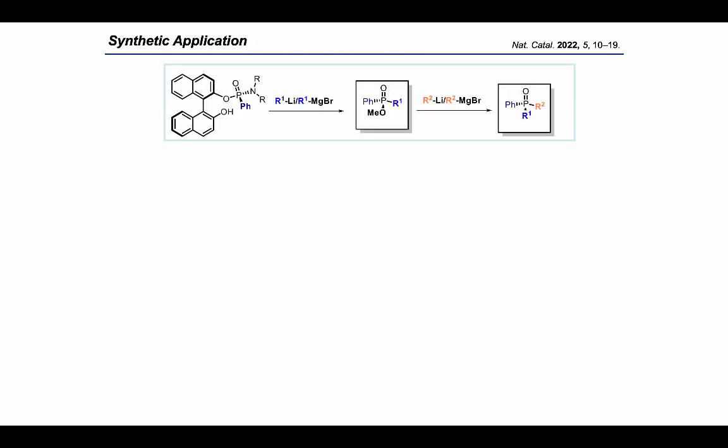In the last few slides, I will try to show you how we can make use of this excellent stereoselective arylation product to prepare various useful P-chirogenic compounds, such as hard-to-access P-chiral phosphinates and phosphine oxides, using downstream chemistry involving various nucleophilic substitutions at the phosphorus center.